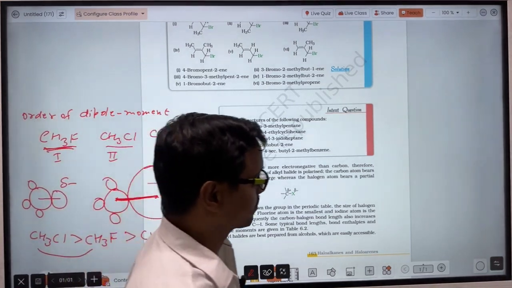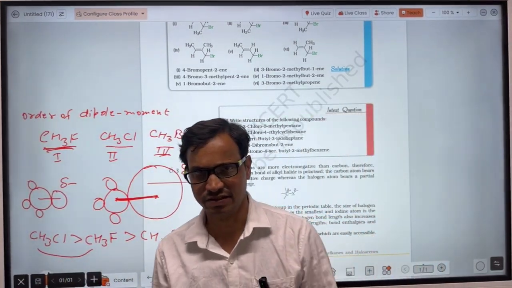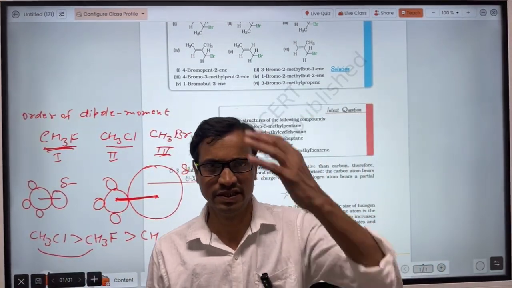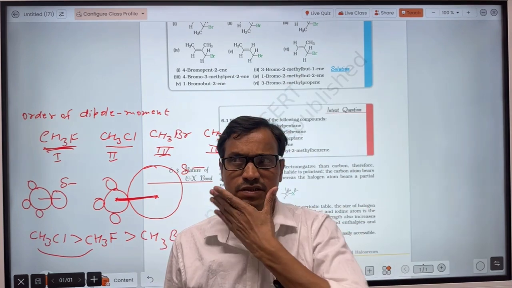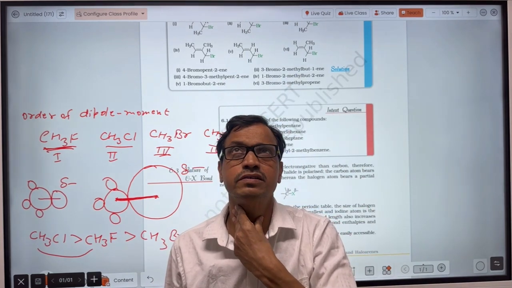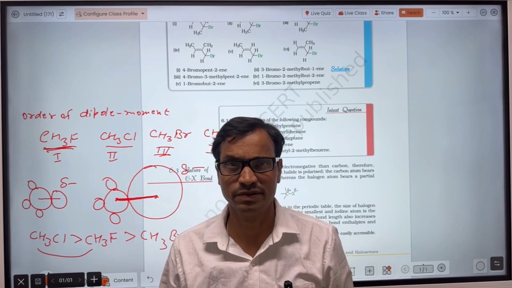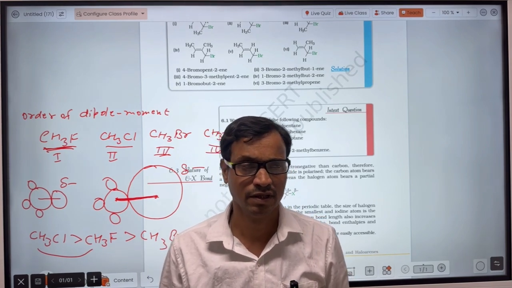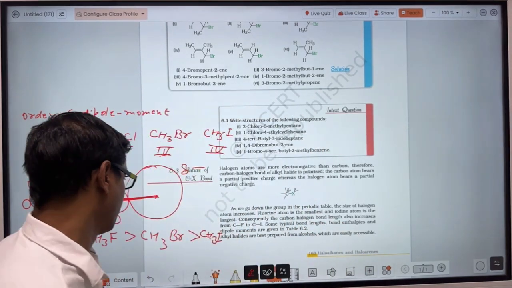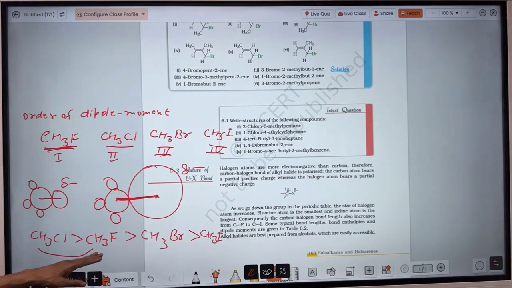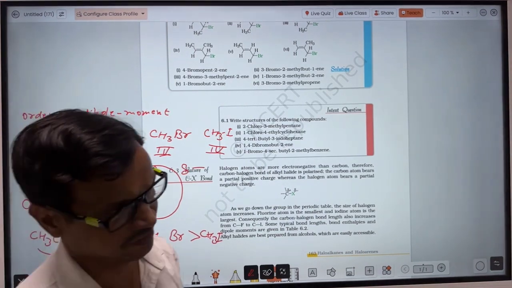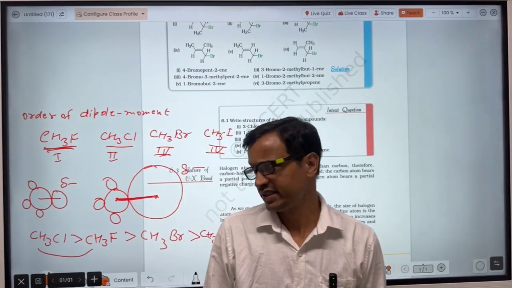In the examination, this question has been frequently asked, a number of times. It was asked in 2020 or 2021 as a give-reason type question. So what is it? The dipole moment of CH3F is lower than that of CH3Cl, and that was the reason asked here.